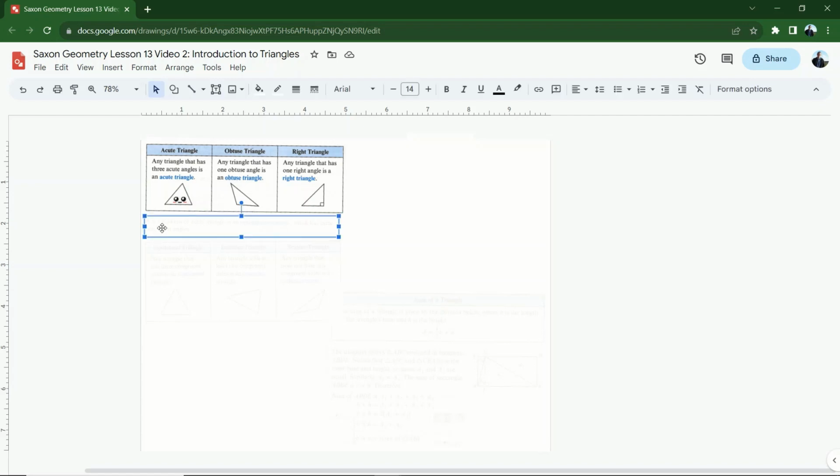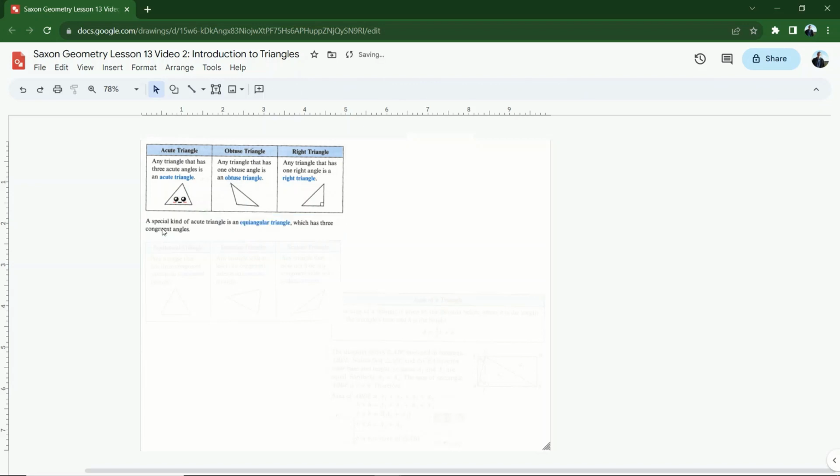We have another term that we could use to describe some triangles. A special kind of acute triangle is an equiangular triangle, also sometimes called a regular triangle, which has three congruent angles and congruent sides.